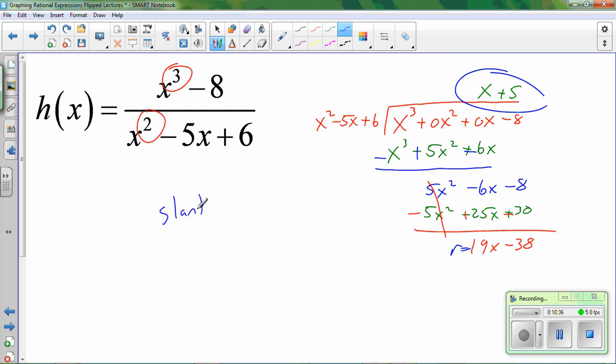So your slant asymptote is y equals x plus 5.